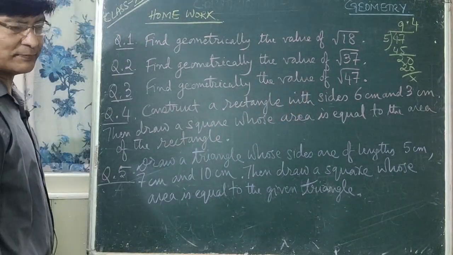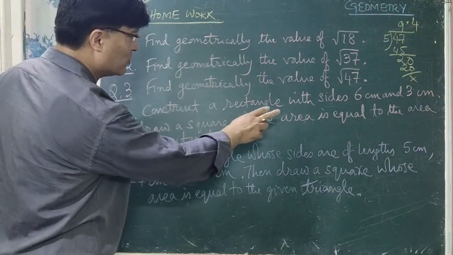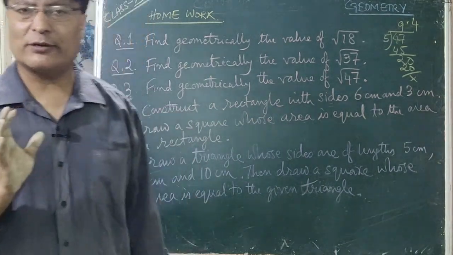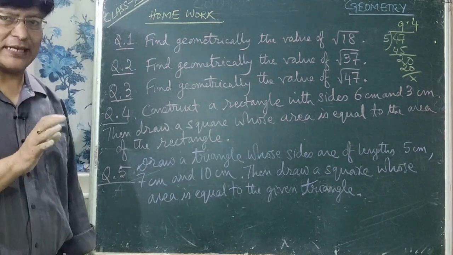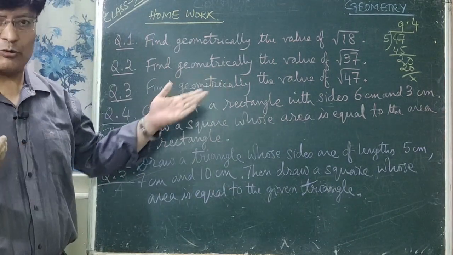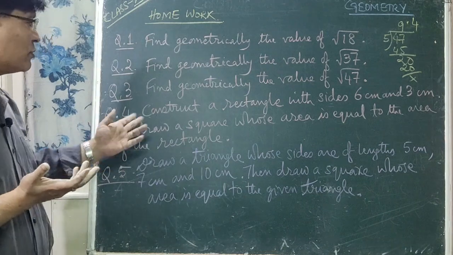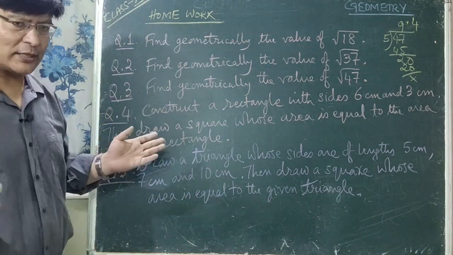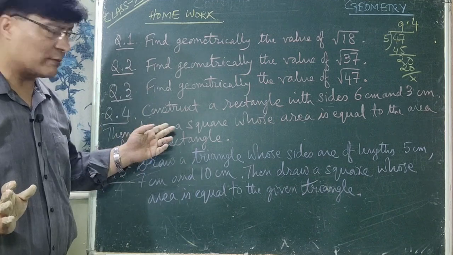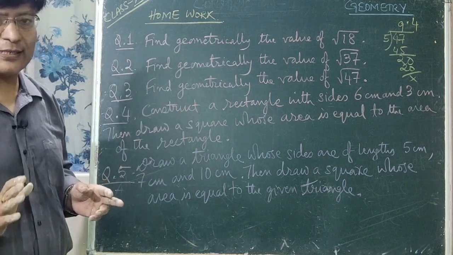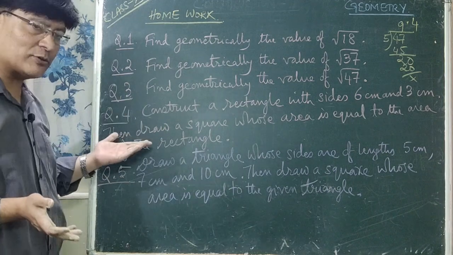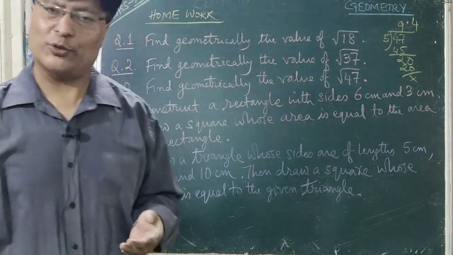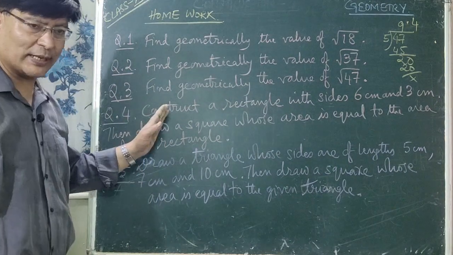Next one, question number 4, is you have to construct a rectangle with sides 6 centimeter and 3 centimeter. And then draw a square whose area is equal to the area of the rectangle. First of all, you have to draw a rectangle of length 6 centimeter and breadth 3 centimeter. You know how to draw it. Then you have to draw a square whose area is equal to the area of that rectangle. So I think you can do it. Do it at home. Okay.